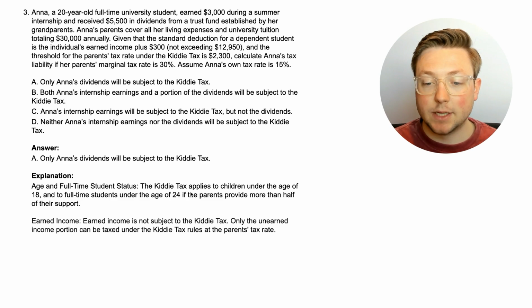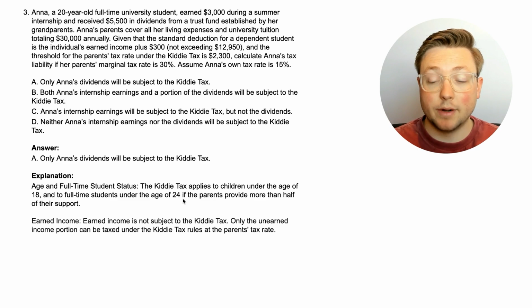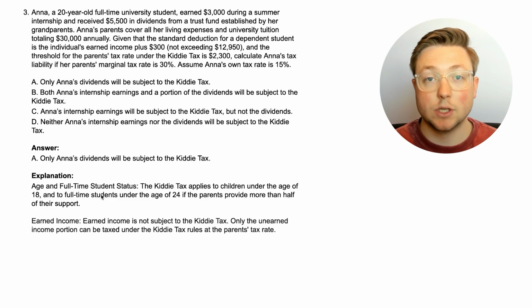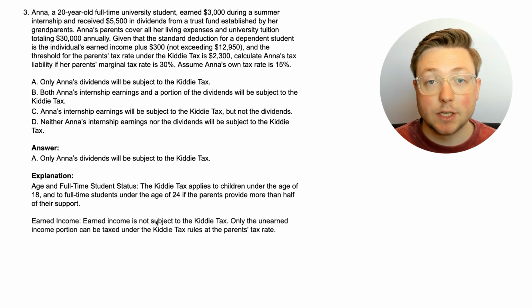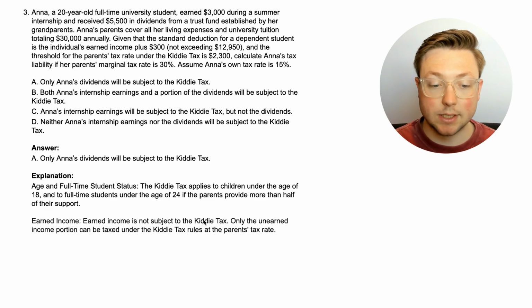The Kiddie tax applies to children under the age of 18 and to full-time students under the age of 24 if the parents provide more than half of their support. And again, the key word there is under. So an 18-year-old would not qualify for the Kiddie tax unless they were a full-time student who was, obviously, under age 24. So it's under. That is the key word there. And then earned income is not subject to the kiddie tax. Only the unearned income portion can be taxed under the kiddie tax rules at the parent's tax rate.